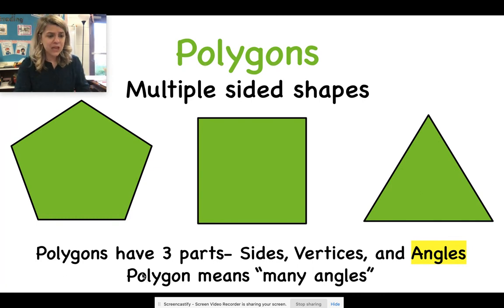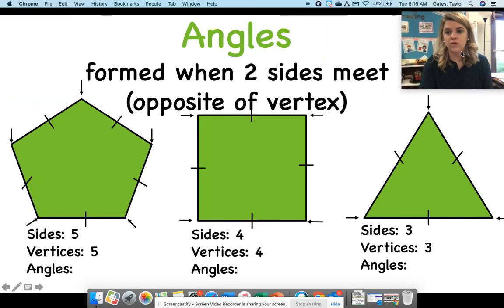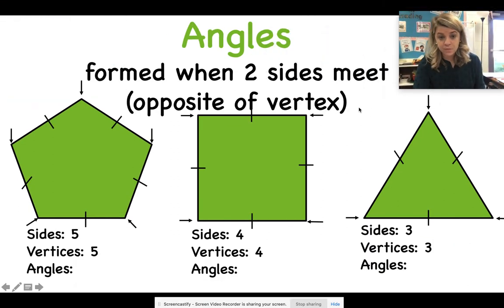In a polygon, the word polygon means many angles. So it means that it's going to have more than one angle, okay? Now, you might be asking yourself, what is an angle? Okay, so let's think about it. What is an angle? Now, I have marked on our shapes the sides. Remember, we do that with a straight line.